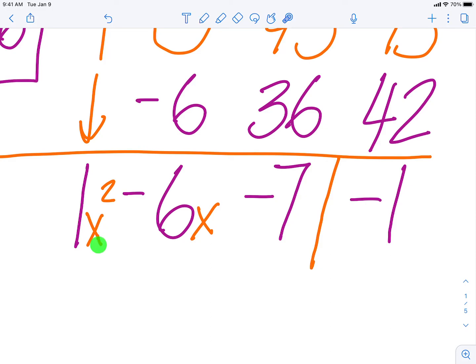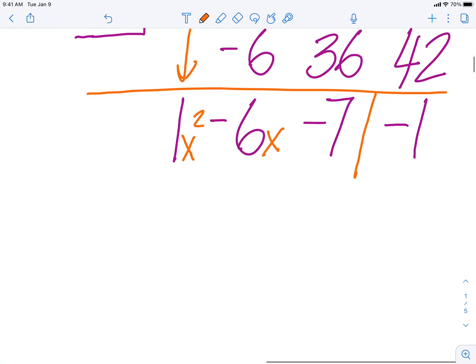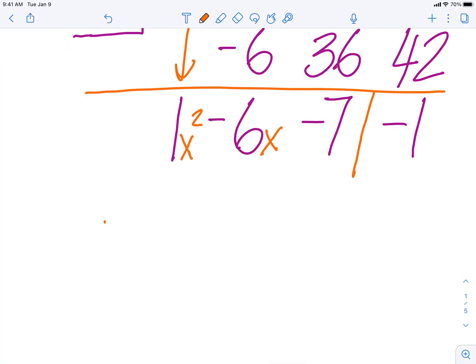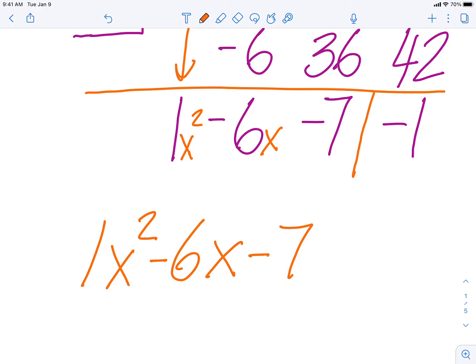X squared, x to the power of 2, x to the power of 1, x to the power of nothing. I have this extra number here. So the way I write my answer is like this. Let me show you. 1x squared minus 6x minus 7 minus 1.